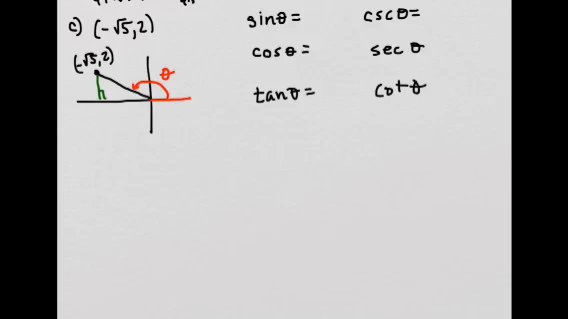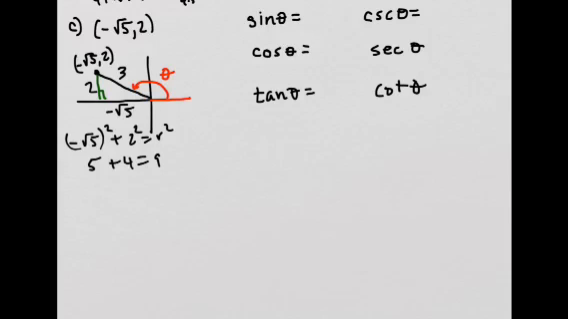Alright, so see the angle is in quadrant 2, negative radical 5, 2. The first thing you do is you label the sides of the triangle. So this would be negative radical 5 and 2. So negative radical 5 squared plus 2 squared equals r squared. So 5 plus 4 is 9, and the square root of 9 is 3. Okay, so this is 3 up here.